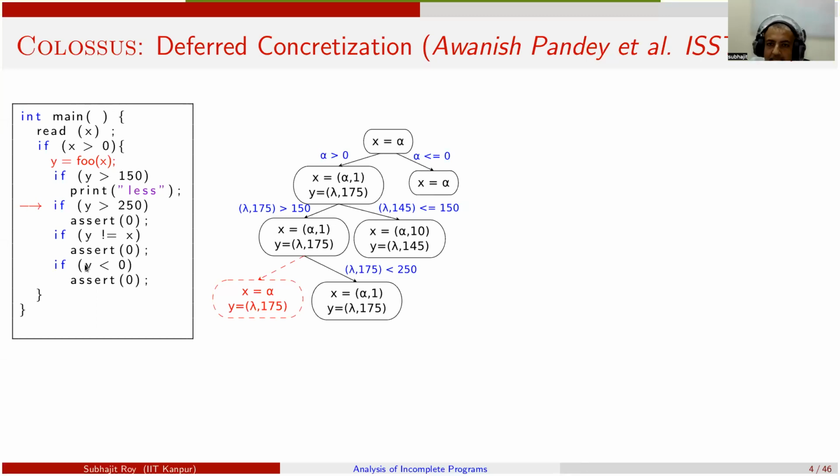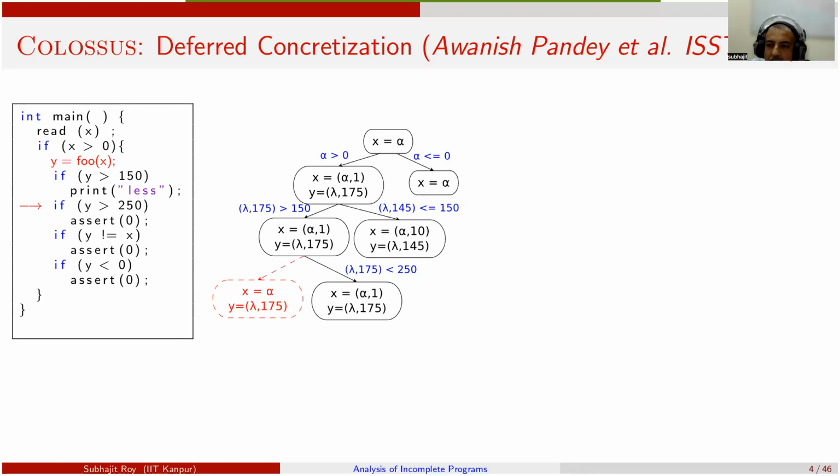Now, the problem with that technique is that you start losing coverage, because even if you look at the first branch, the value of y could either be greater than 150 or less than 150. And in either case, you will lose out on coverage, either on the true side of the branch or on the false side of the branch.